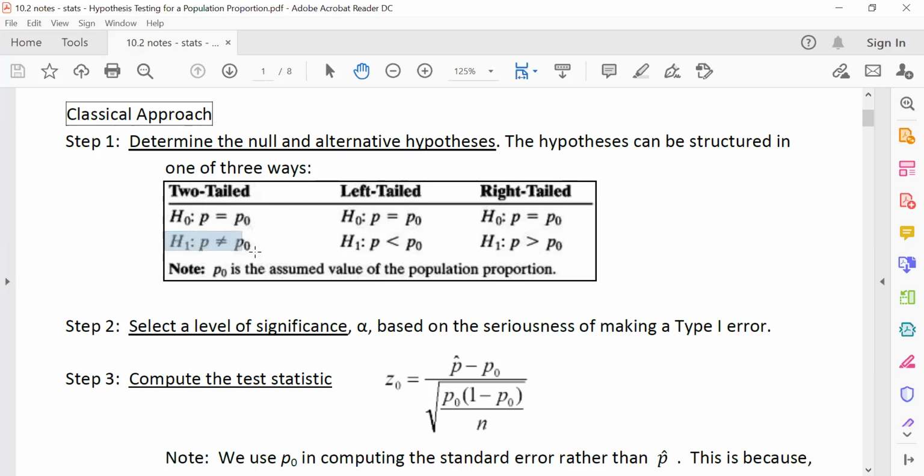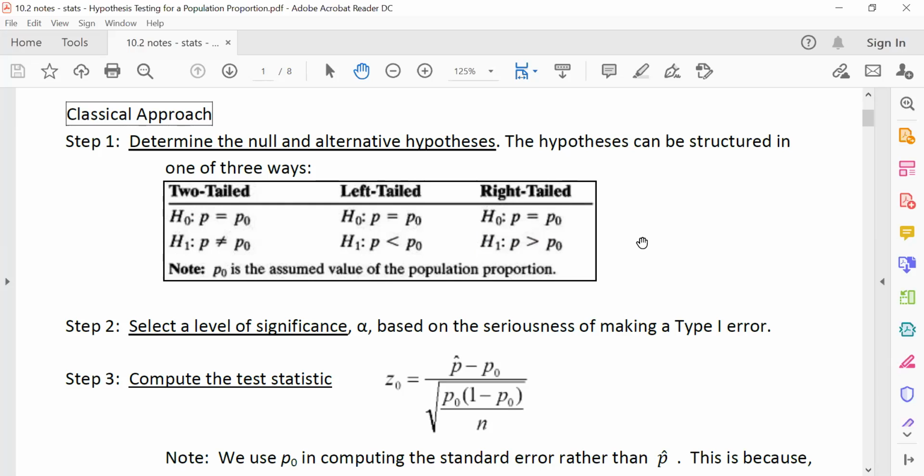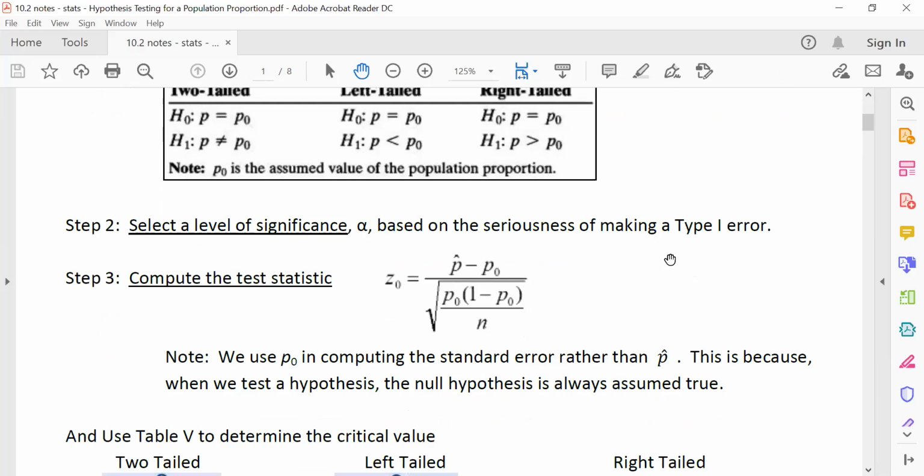The alternative hypothesis will be that your proportion is not equal. Then you have your left-tailed test, which is that the alternative is that the true proportion is less than some value, and the right-tailed test, which is where the alternative says that the proportion is greater than some value. So your first step is to set up your hypotheses, determine what they should be. You really have to do that at the beginning because that's going to tell you what to do with the rest of the hypothesis test.